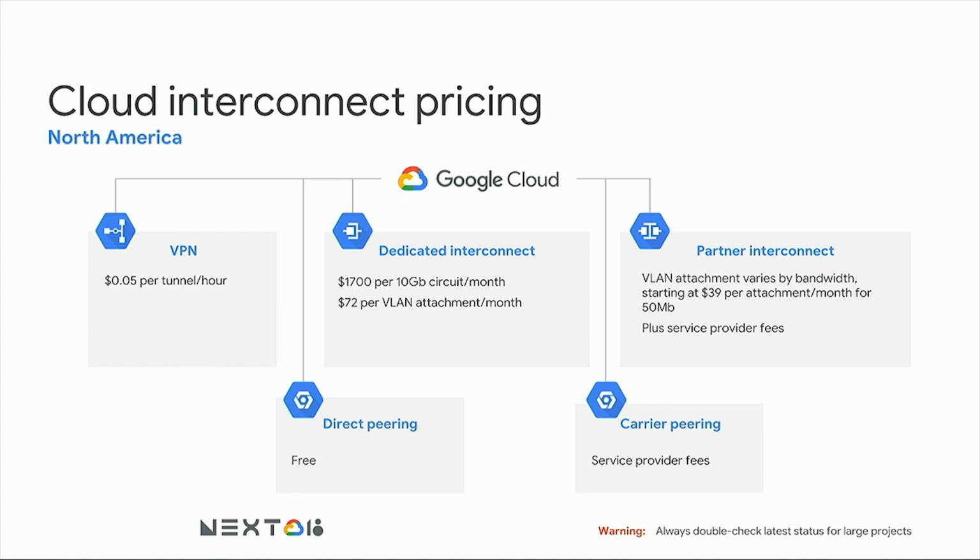On the partner interconnect, it's a sliding scale. It starts at about $39 a month for a 50 megabit attachment and goes all the way up to $1,700 for a 10 gig attachment. Our peering solutions are free. Our direct peering solution is free. Our carrier peering solution is free. Of course, you may have to pay some money to whoever the carrier is that's helping you peer. But we have a settlement-free peering solution. Of course, you do pay egress costs on those links, and those egress costs are our internet egress cost rate.